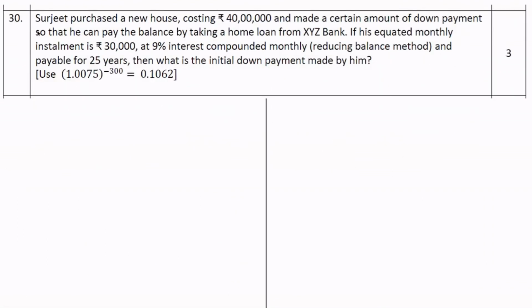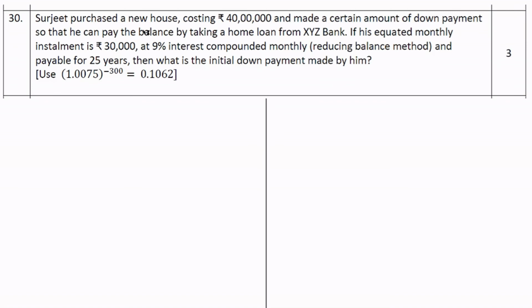Next question. Surjit purchased a new house costing rupees 40 lakhs and made a certain amount of down payment so that he can pay the balance by taking a home loan from XYZ bank. If his equated monthly installment is rupees 30,000 at 9% interest compounded monthly, here they have given reducing balance method, and payable for 25 years, then what is the initial down payment made by him?